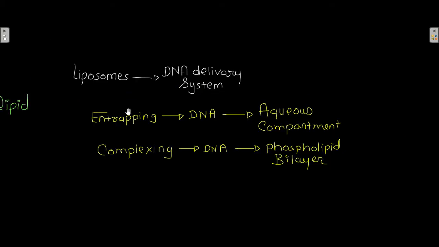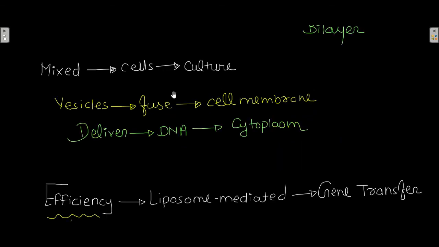These liposomes can act as a DNA delivery system in two ways. Either you can entrap the DNA in the aqueous compartment of the liposomes, or you can complex the DNA on the phospholipid bilayer of the liposomes, and then you treat the cells with the DNA-bearing liposomes. When you mix the liposomes with the cells of culture, the liposome vesicles fuse with the cell membrane of these cells and deliver the DNA into the cytoplasm.